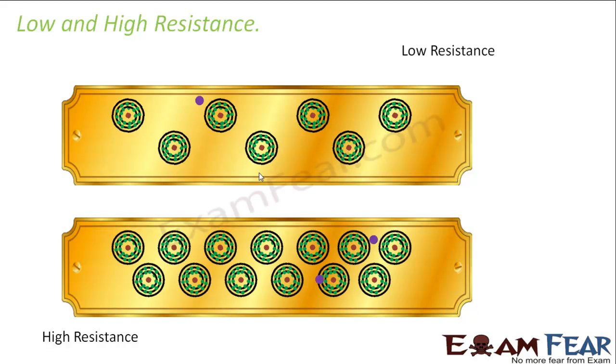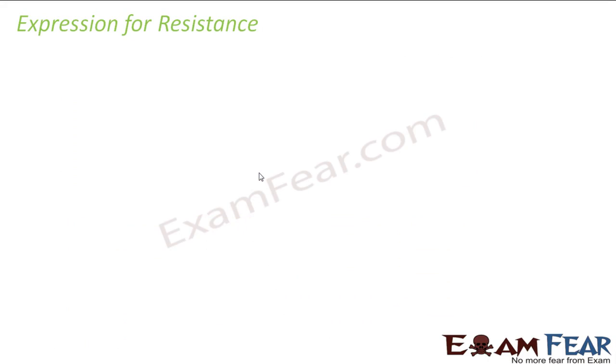Right? So now let us look at the different factors on which resistance depends. Before that, we will mathematically find out an expression for resistance, because that expression itself will tell us the factors on which resistance depends. So from Ohm's law, what did we see? From Ohm's law, we saw that potential difference V is equal to IR, where R is the resistance. So what will be R? R will be nothing but V divided by I.